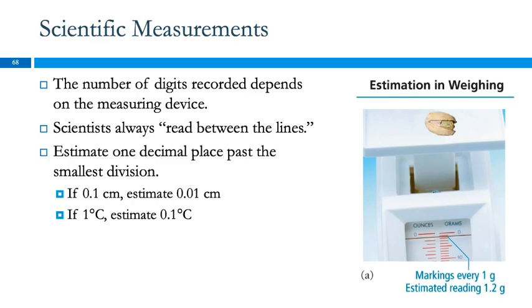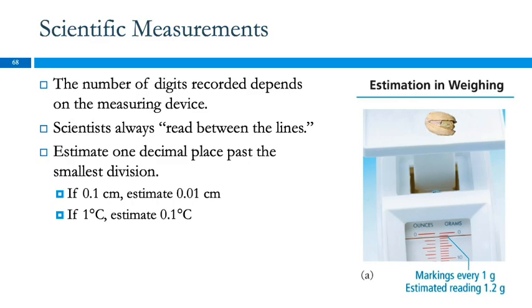Yes? How far can we go on those estimates? So you can go 1 decimal place past the smallest division. So we look at these lines, each of them is 1 gram. So 1 gram we can measure with certainty, so we can measure tenths by estimation. Past that, it's ridiculous, doesn't mean anything at all.